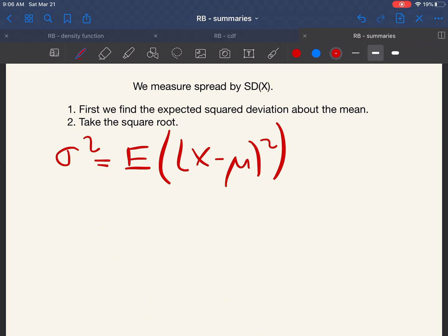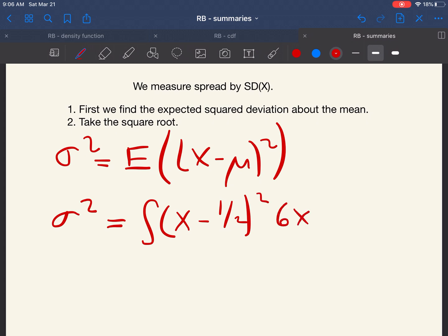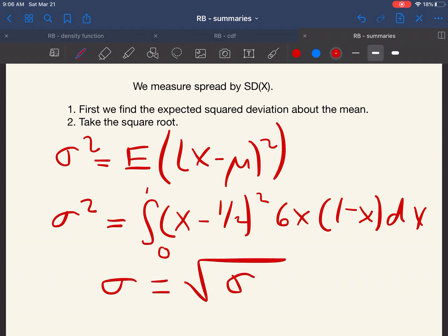Now here, sigma squared will be equal to the integral of (x minus the mean) squared, and we know the mean is equal to 1/2. And we multiply by the density and integrate from 0 to 1. That's a bit tedious to compute. And when we're done, we will find sigma, the standard deviation, which is the square root of sigma squared.